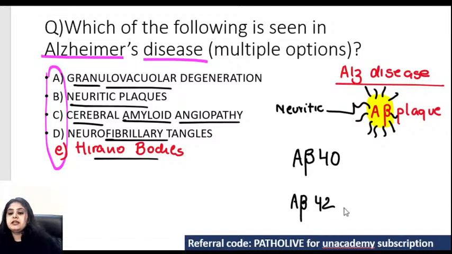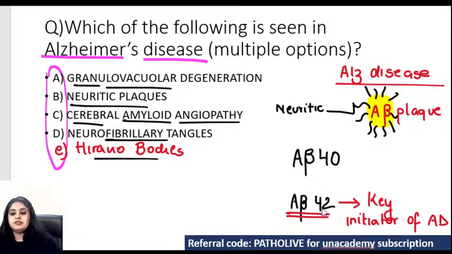Please remember, if someone asks you which type of amyloid beta plaque starts all of Alzheimer's, which is the key initiator of Alzheimer's disease, the key initiator is the bigger number. The bigger number is like a big brother who's taking the lead and is starting everything. So this bigger brother, elder brother, is taking the lead and is starting all of Alzheimer's disease.